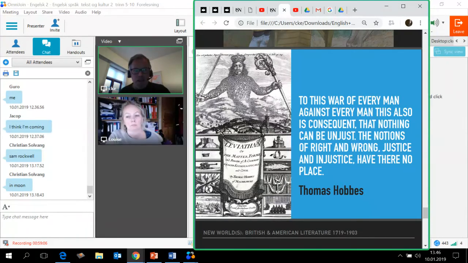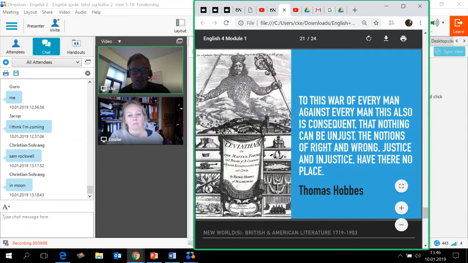But this Leviathan beast, who is the body politic, the supreme monarch, is made up of thousands and thousands of tiny individuals. And it's a very potent symbol. You can have a look at it as well. And I've given you a handout to go with it as well.